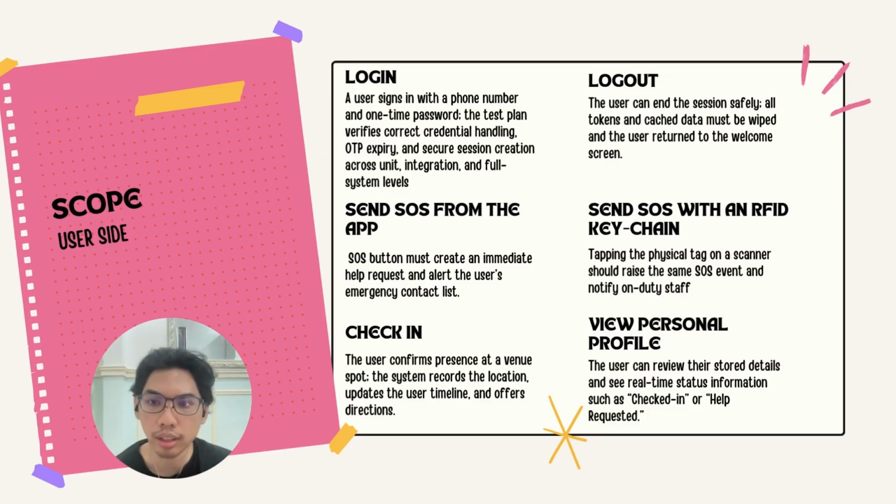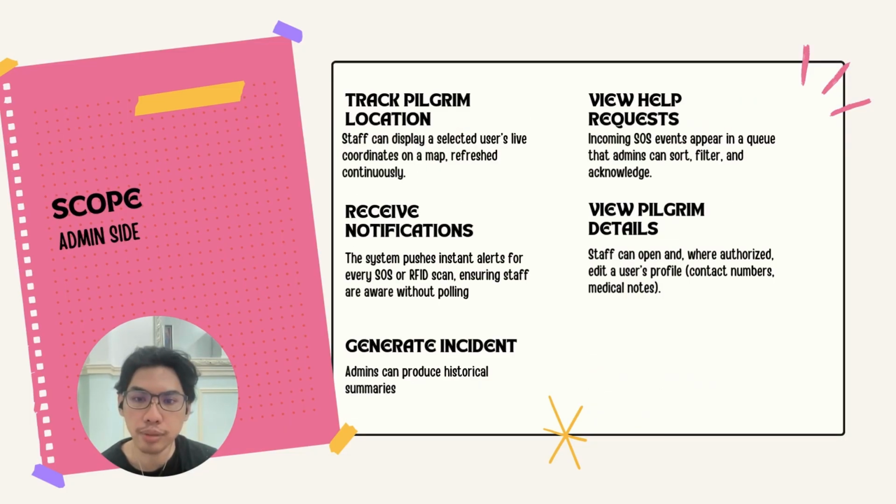For the scope of the project, firstly, the scope from the user side has six scopes. The first one is login, log out, send SOS from the app, send SOS with an RFID keychain, check-in, and view personal profile. For the scope of the admin side, there are five scopes. The first one is track pilgrim location, view help request, receive notification, view pilgrim details, and generate incident reports.